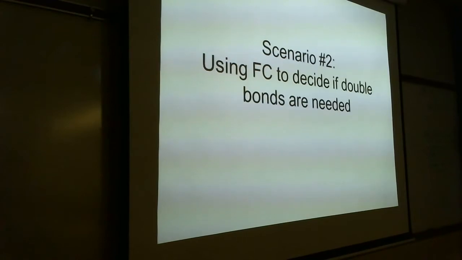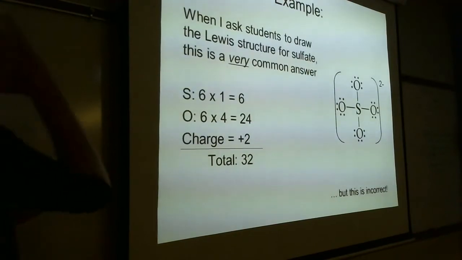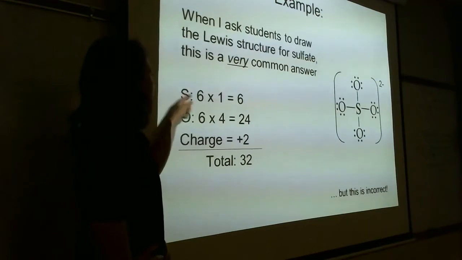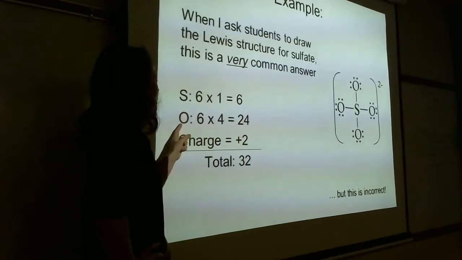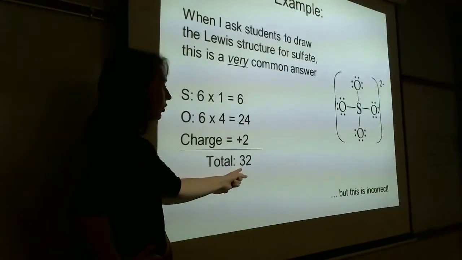Extra electrons are never dumped into a double bond. They're just put on the central atom. So let's look at this one. I ask students to draw sulfate, and 99.9% of the time, this is the answer I get. Sulfur's got 6 valence electrons, oxygen's got 6 valence electrons, and there are 4 of them, plus the charge gives me a total of 32.